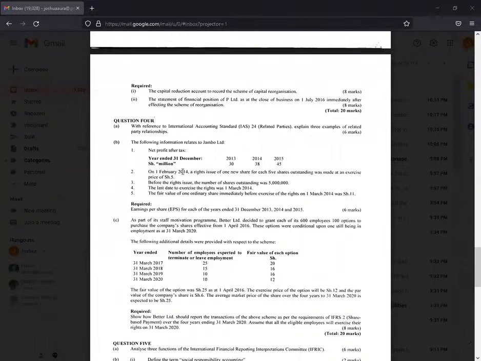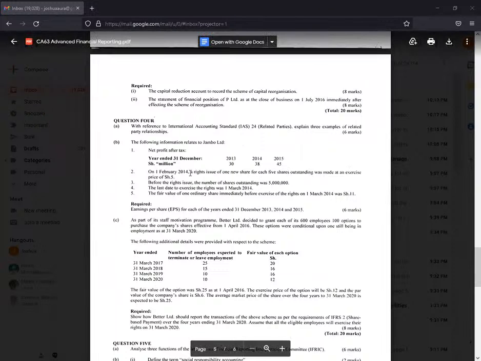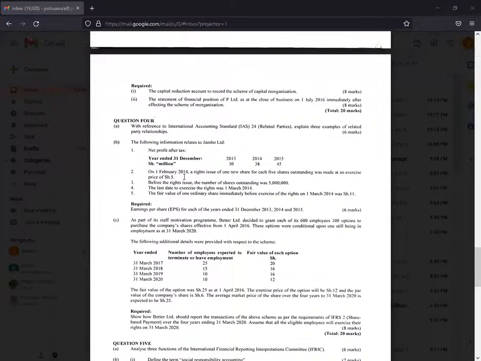You are told, on 1st February 2014, a rights issue of 1 new share for each 5 shares outstanding was made at an exercise price of 5. So, ladies and gentlemen, this is a transaction that took place in 2014. It will not affect us in 2013. We go to note number 3. Before the rights issue, the number of shares outstanding was 5 million. So all along, before the rights issue, we have been having 5 million shares. And then note number 4, the last date to exercise the rights issue was 1st March 2014.